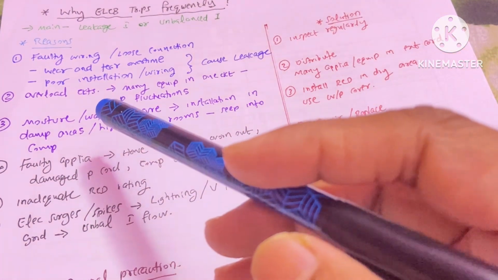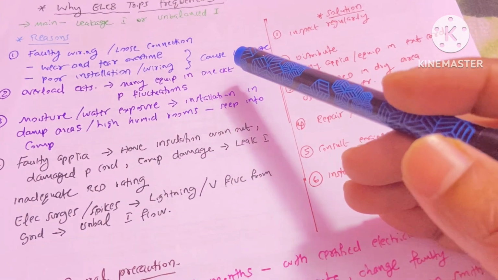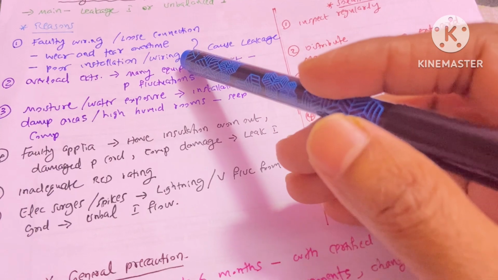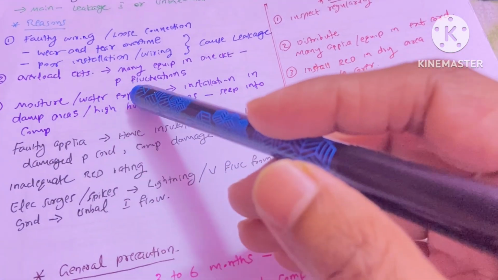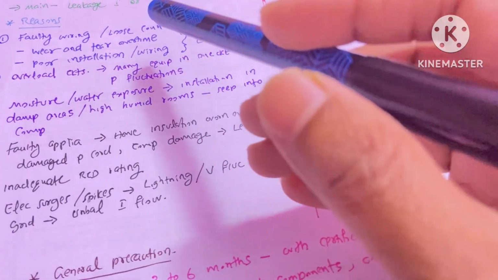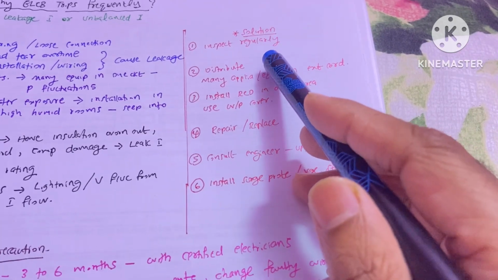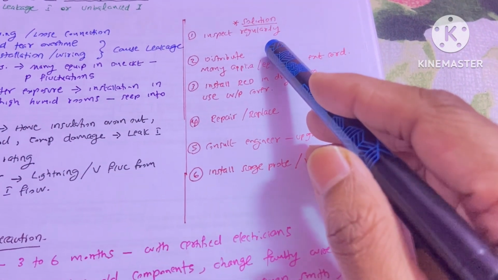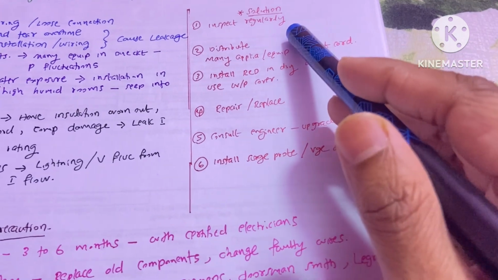The first one is faulty wiring or loose connection. Over time, wear and tear happens to our electrical system. Due to that, loose connections would happen, and also poor installation or wiring by the worst electricians. All these things cause leakage current in the system. What is the solution for this problem? We need to regularly inspect our wiring or our electrical system with a certified engineer.